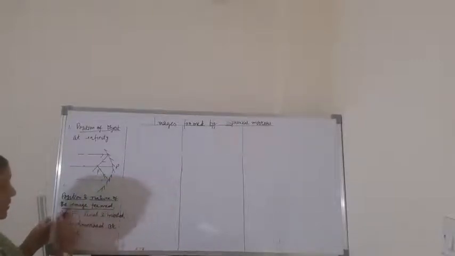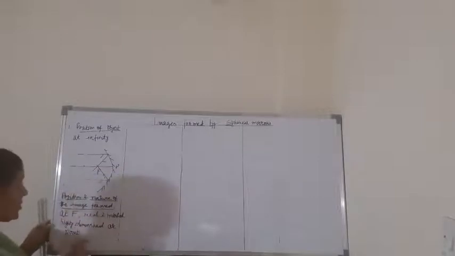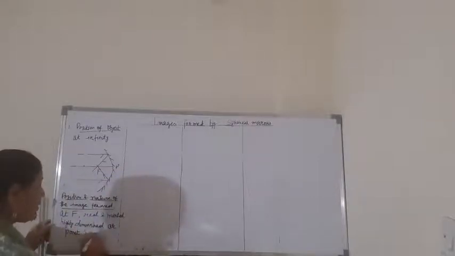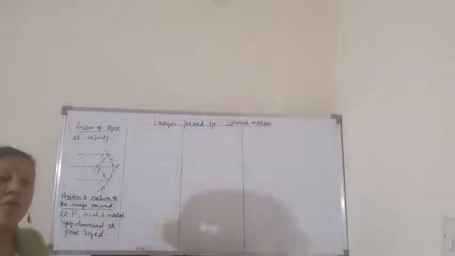So what will be the nature and position of the image formed? At F, real and inverted, highly diminished or point sized. That is the position and nature of the image formed when the object is at infinity. The image will be formed at F, at principal focus. It will be real and inverted, and it will be highly diminished or point sized.